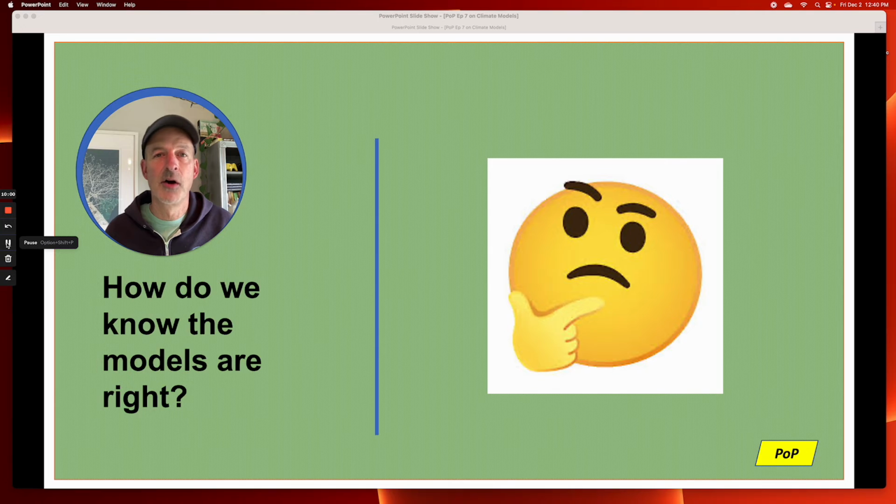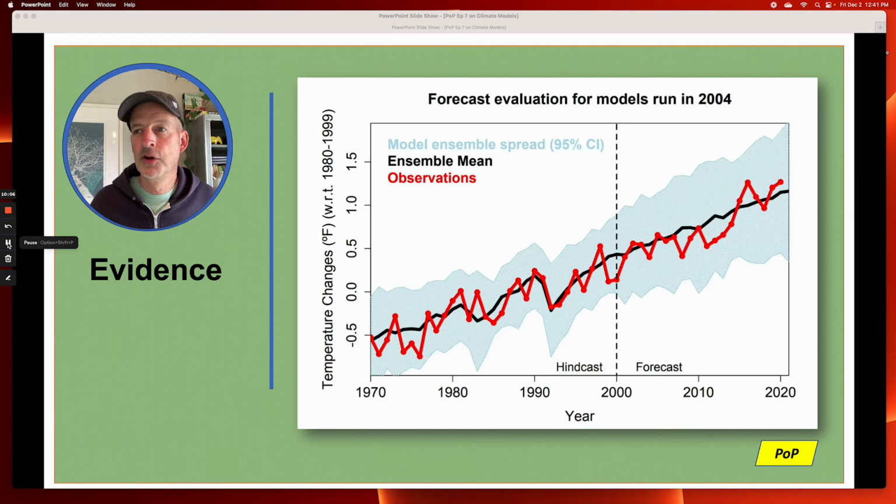How can we know the models are right or mainly right? Well, let's see about that. Well, good news. While we can't travel to the future, at least not yet, we can revisit the past. And that's exactly what's happening in this NASA model, which, while run in 2004, projected out to 2020, about out to where we are, basically.